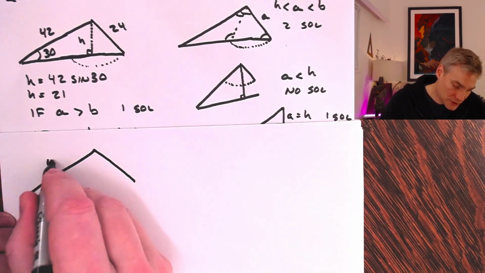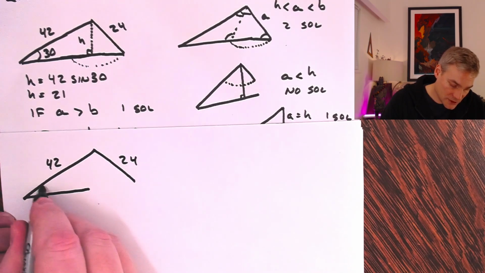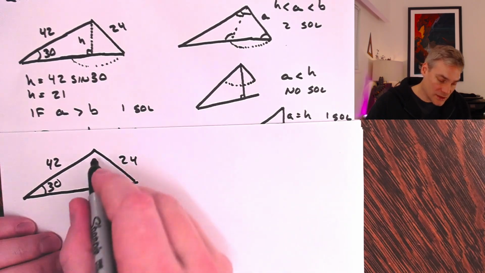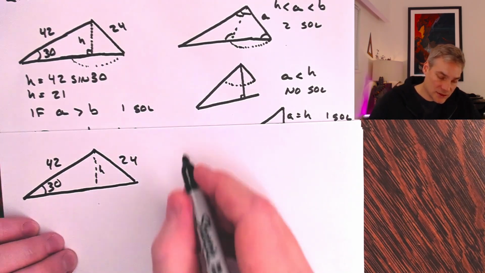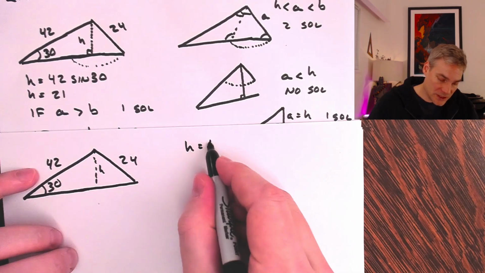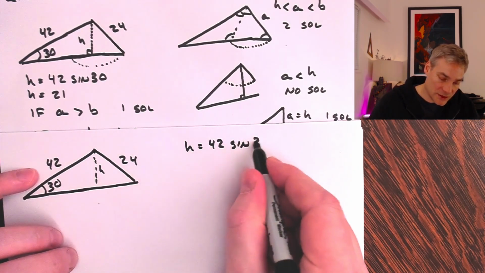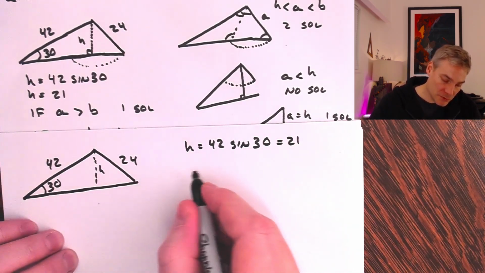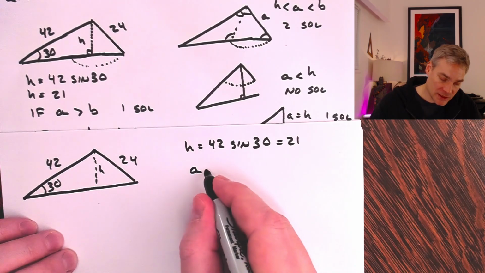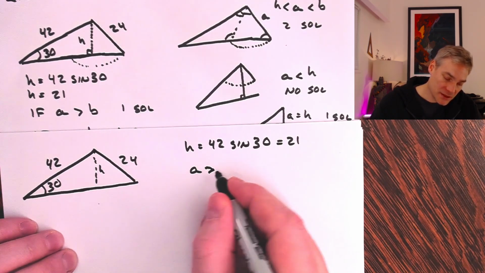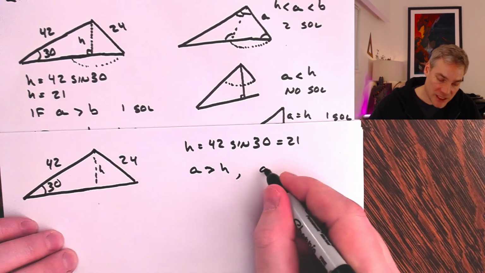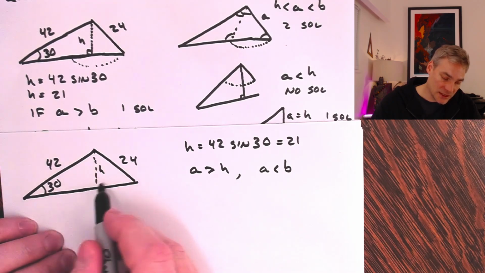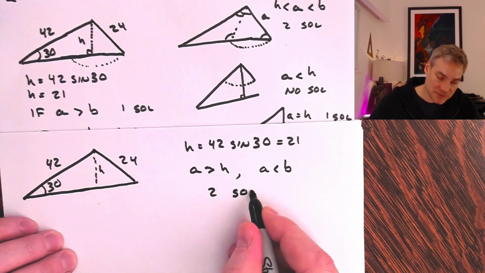Okay, so this is 42, this is 24, this is 30 degrees. Okay, so H. H for this triangle is 42 sine 30, which equals 21. So my A value is bigger than H, and my A is less than B. So B is this, and H is this. So I have two solutions.